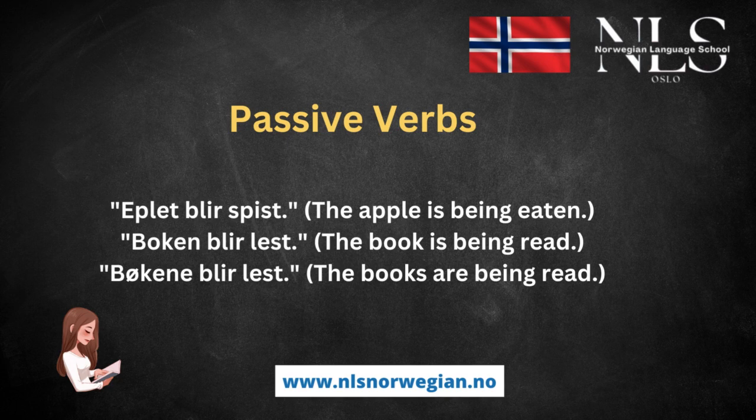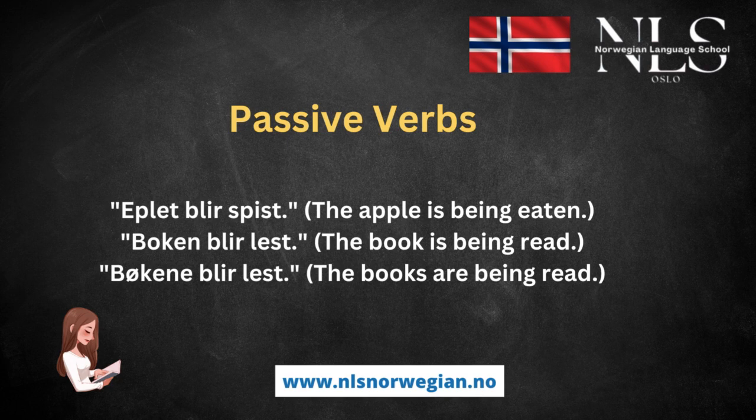Let's look at an example. Eple blir spist. The apple is being eaten. In this sentence, eple, the apple, is not performing any action. Instead, it's being acted upon. Blir spist is the passive form of the verb to eat, or spise, in present tense.